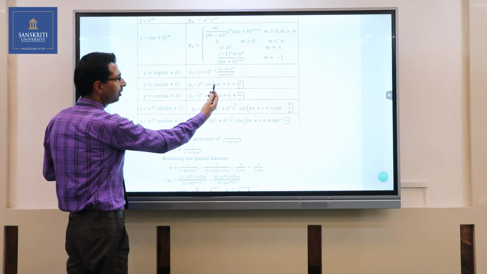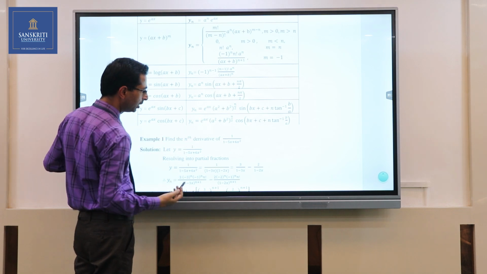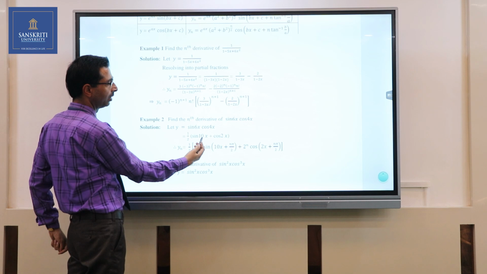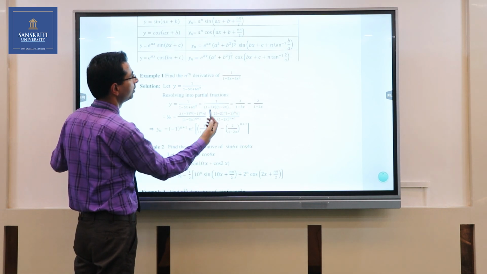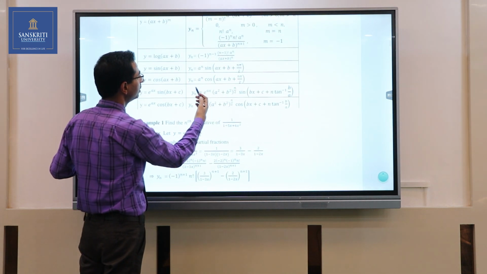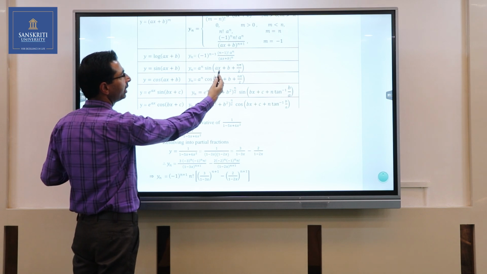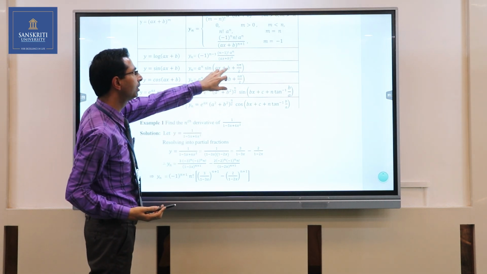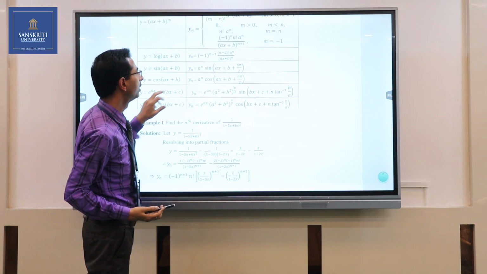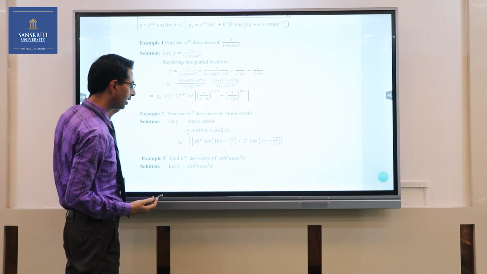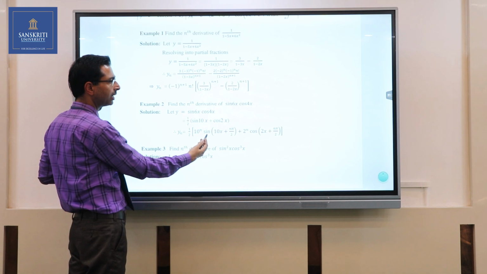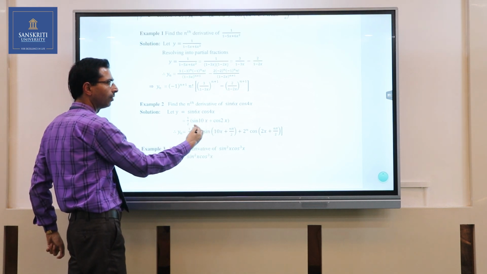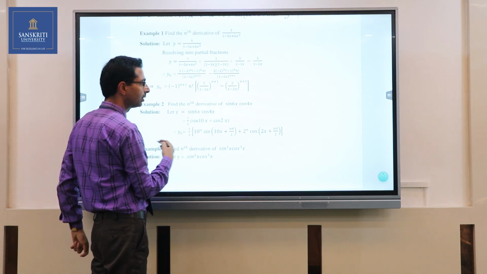Now, in sine 10x, a is equal to 10 and b is equal to 0. We put a is equal to 10 and b is equal to 0 in this formula, then we get a to the power n, that means 10 to the power n sine 10x plus n pi by 2. This is the nth derivative of sine ax plus b.